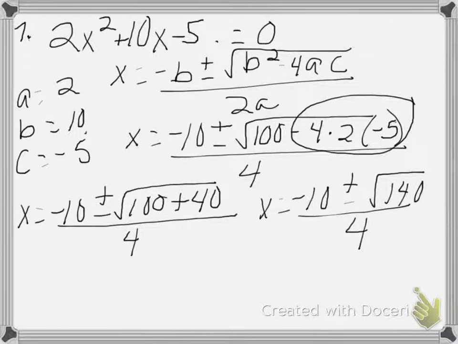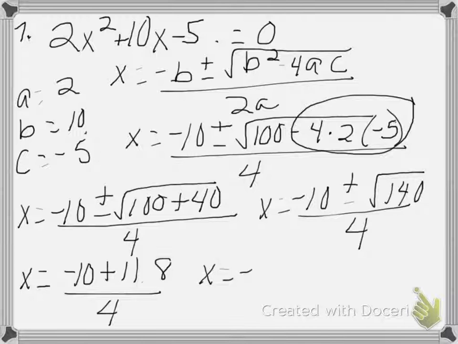Now, we cannot take the square root of 140. 140 is not a perfect square, so we get our calculator. It's 11.83215. I'm going to round that to the nearest tenth and just say 11.8. So I'm going to separate it into negative 10 plus 11.8 over 4, and x is equal to negative 10 minus 11.8 over 4. So negative 10 plus 11.8 is a positive 1.8, divided by 4 is 0.45.